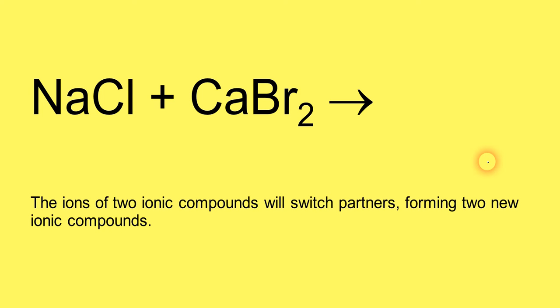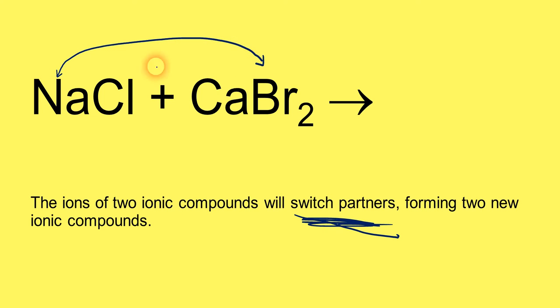Mainly whenever you have a double replacement reaction, the ions are just swapping partners. So we have 2 ionic compounds here. And as you can see in the rule, the ions of those 2 ionic compounds will switch partners, forming 2 new ionic compounds. Now, the way that this will switch is the firsts will always get with the last, and these inside ions will also pair up. So the sodium will pair up with the bromide, and then the calcium will pair up with the chloride.